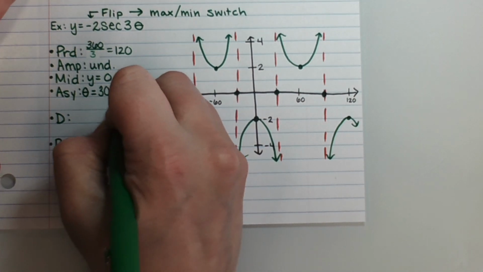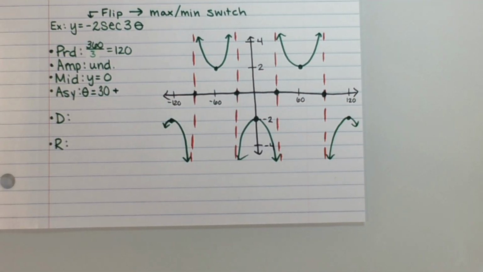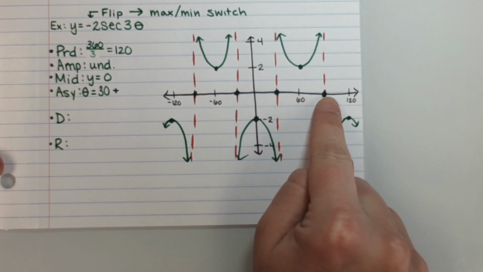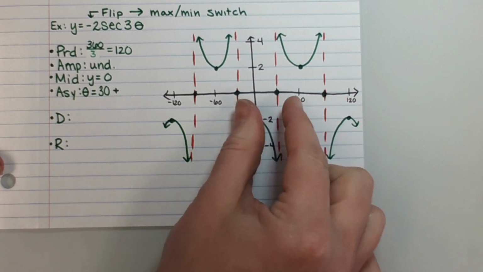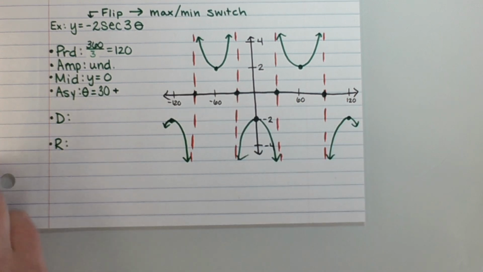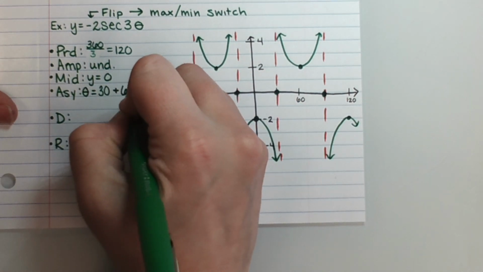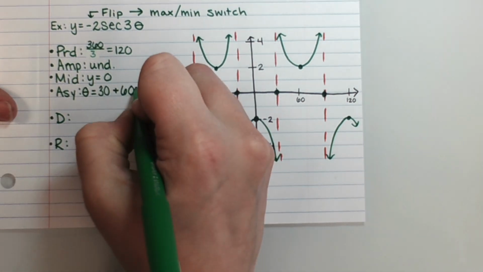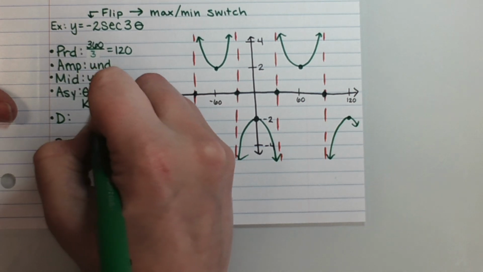Plus, second number. Second number is distance between asymptotes. Asymptotes are 2 ticks apart, and 2 ticks has a distance of 60 degrees. 30 plus 60, don't forget the k, and telling me that k is an integer.